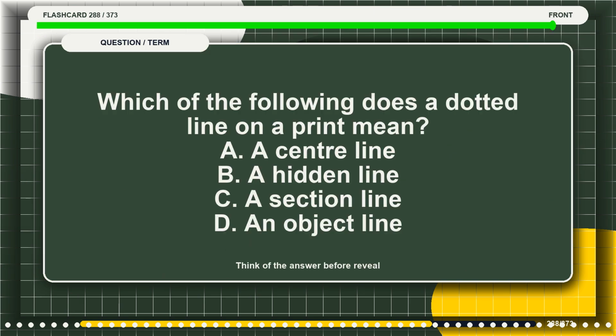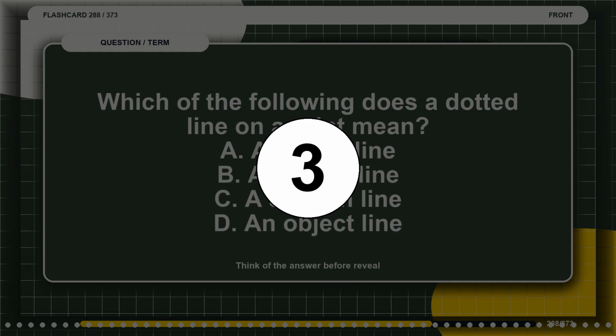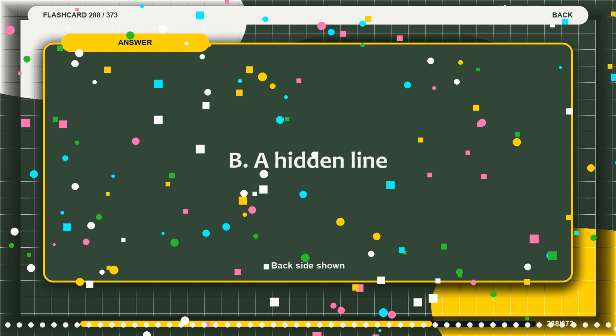Flashcard 288. Which of the following does a dotted line on a print mean? A. A center line. B. A hidden line. C. A section line. D. An object line. Think of the answer before the reveal. The answer is B. A hidden line.